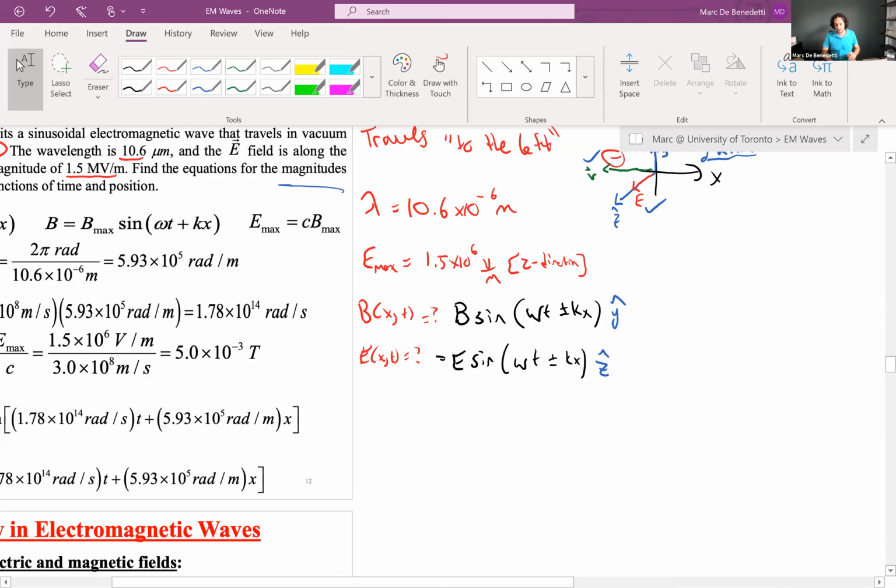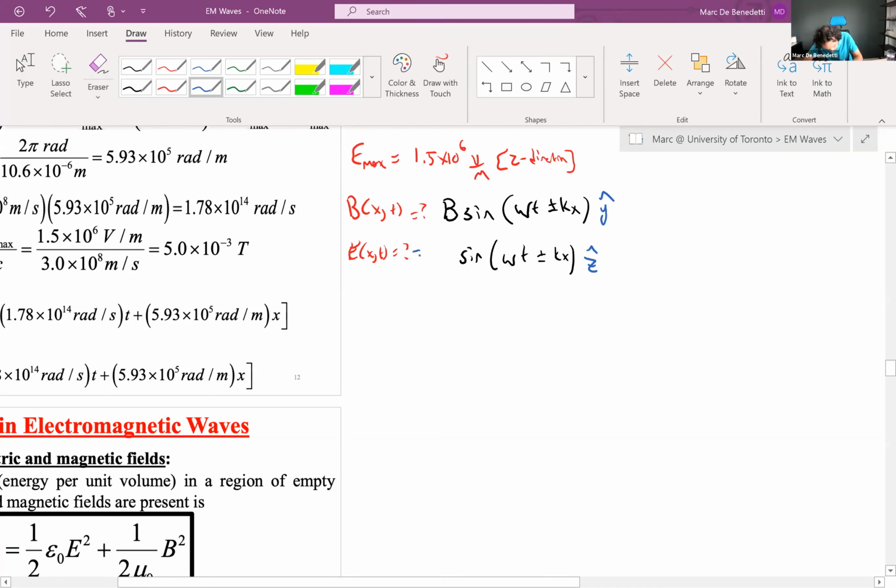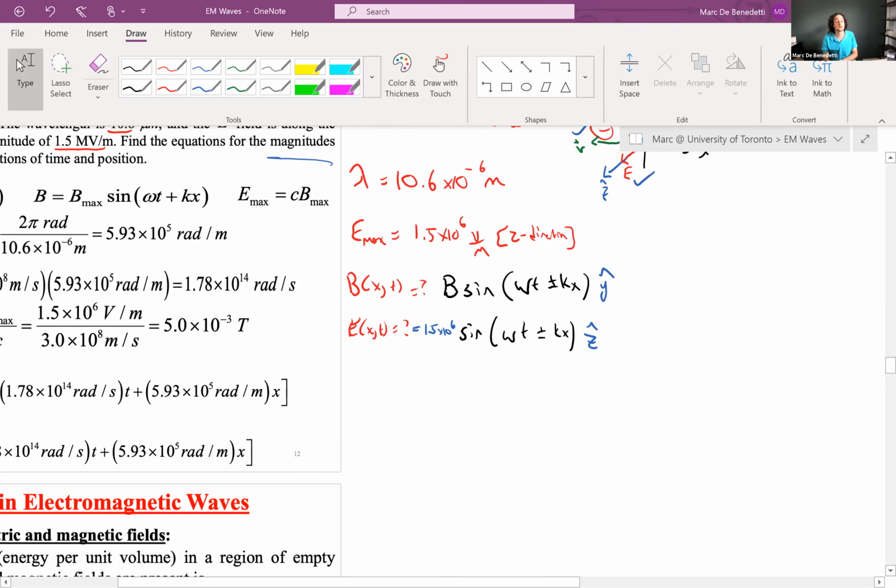Well, we have E max stated in the question. E max is 1.5 times 10 to the 6. That was given to us in the question. What else was given to us in the question? Lambda. Lambda was given to us in the question. Well, we know that k equals 2 pi over lambda. So we can say k is going to be 2 pi over lambda, times x.